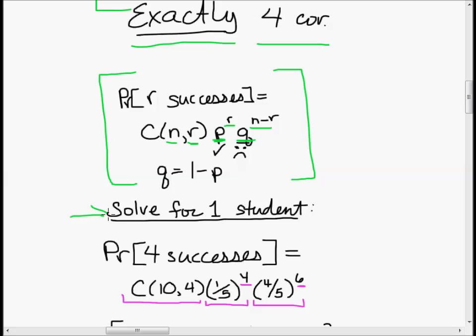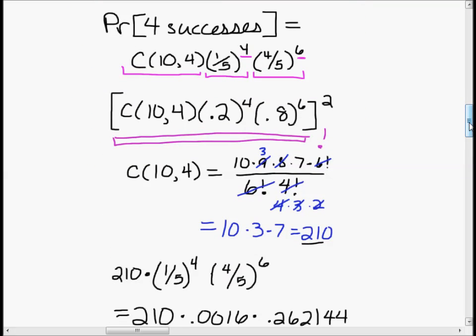And so we went ahead and we solved for 1 student. That's a big deal. I keep bringing that up. So for 4 successes, the probability of 4 successes, that was the combination of 10 choose 4. We have a 1 in 5 chance of getting the correct answer. We need 4 of those correct. We have a 4 in 5 chance of getting the wrong answer. If we need 4 correct, that means we need 6 incorrect.